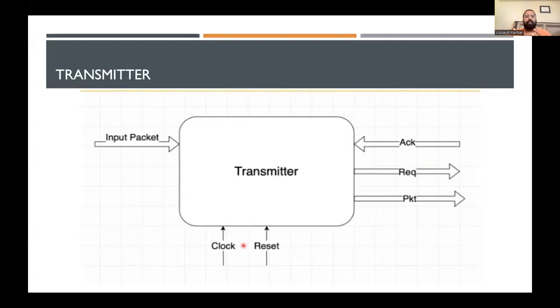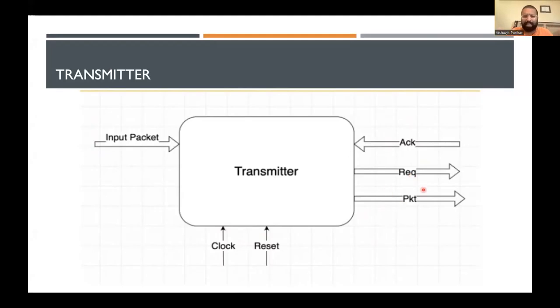So the idea of having a clock and reset is basically to keep the transmitter and receiver, actually the whole module, in sync, so that everything goes with the falling edge of clock. And if I want to stop everything and reset everything, I can just press the reset button. So these are the four inputs, and the two outputs will be packet and request.